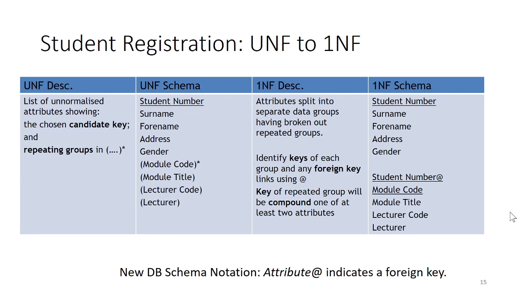So a foreign key technically is a key which is linked and matched with a primary key in another table or entity. So we split this attribute into data groups, having broken out repeated groups. And we link these two groups of attributes with this student number, which we call here a foreign key. So this is the first step of normalizing, or first normal form.